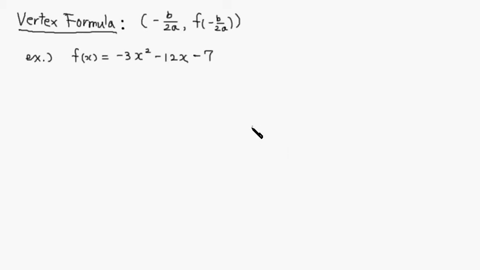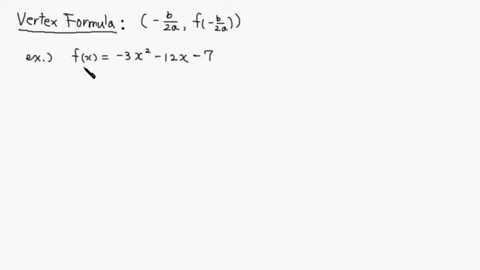Okay, let's talk about finding the vertex using the vertex formula. Alright, so the vertex formula is given right here. The x coordinate is simply negative b over 2a, comma, and the corresponding y coordinate can be found by just plugging that value into the function. Alright, so let's look at this example.